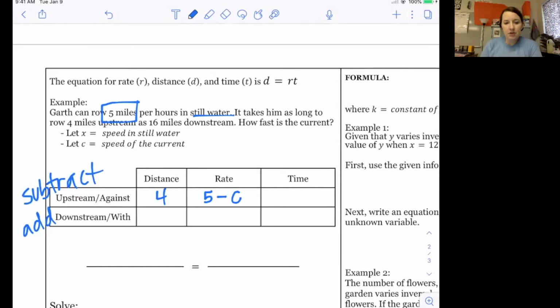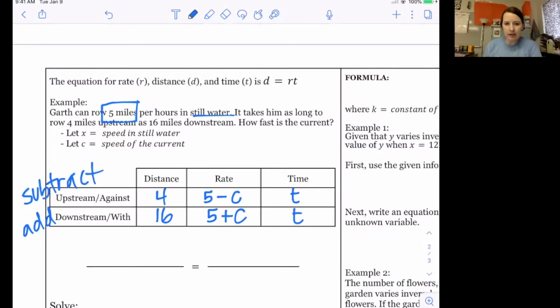So then downstream, when he's going with the current, he can swim 16 miles, and it's going to take him that same amount of time. And his rate is 5 plus C, because that current is going to help him out. Okay, we know the time is the same, but we don't know what it is.